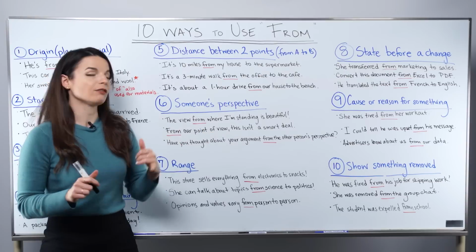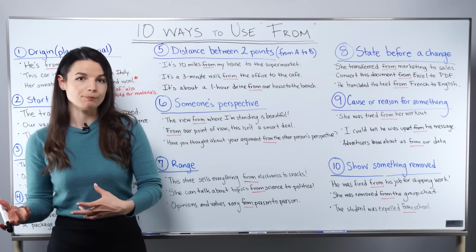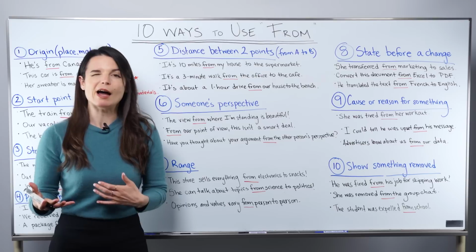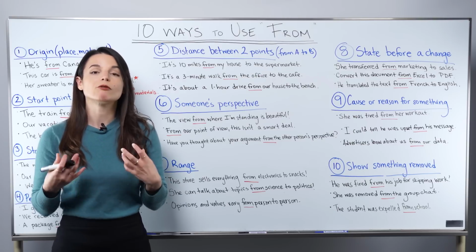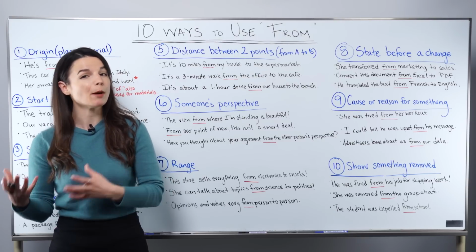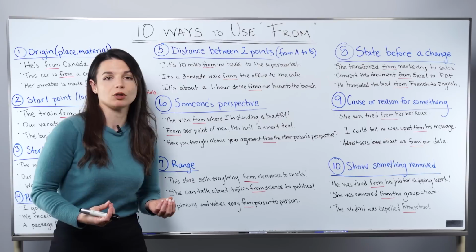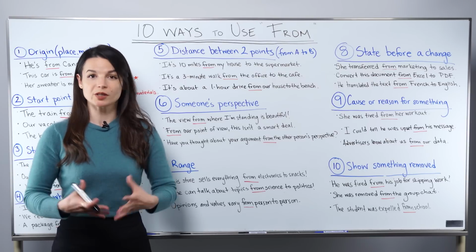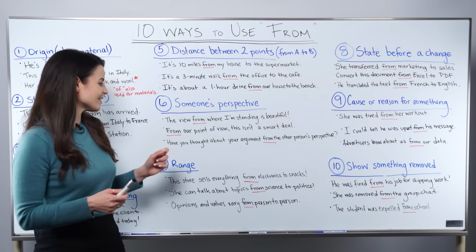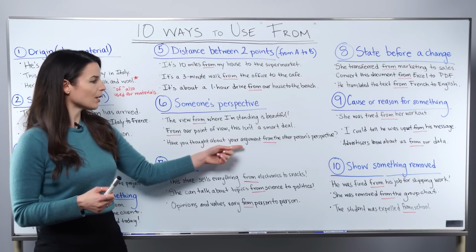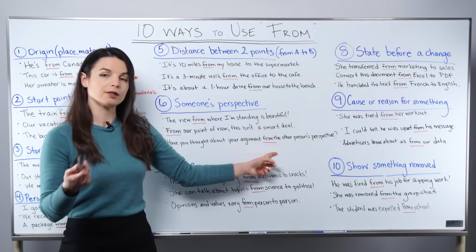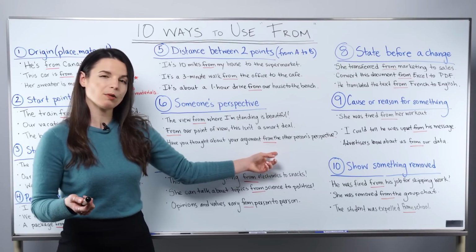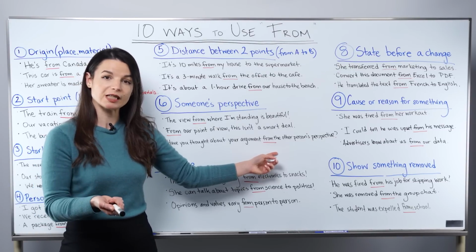From our point of view, so we use this from. You don't use the preposition by here, for example. We always use from in these situations. From our point of view or from my point of view refers to your own perspective. Okay, last example sentence. Have you thought about your argument from the other person's perspective?